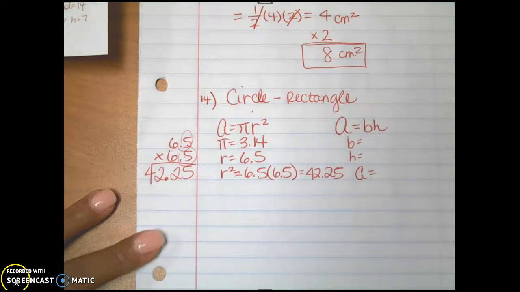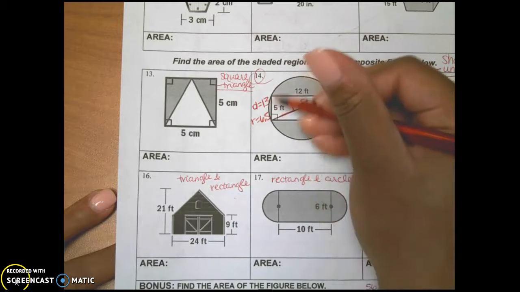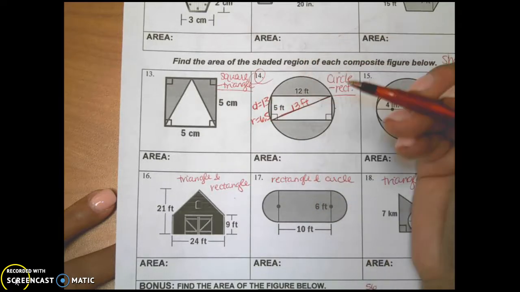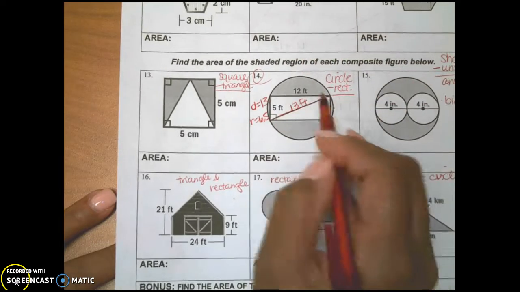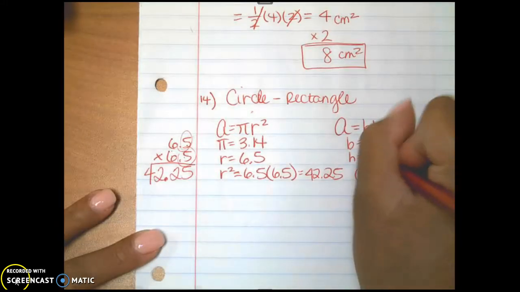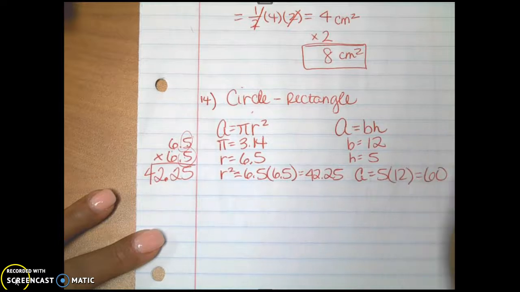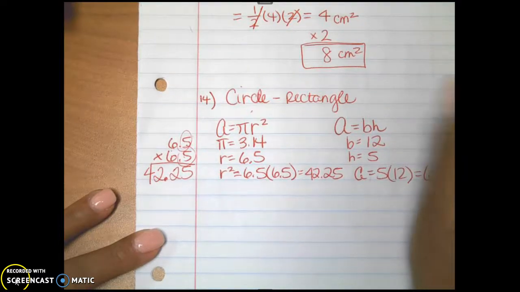Let's get my base and my height and the area of my rectangle out of the way. How tall is that rectangle? 5. And how long is it? 12. 5 by 12. Okay, that was easy. 60 feet squared.